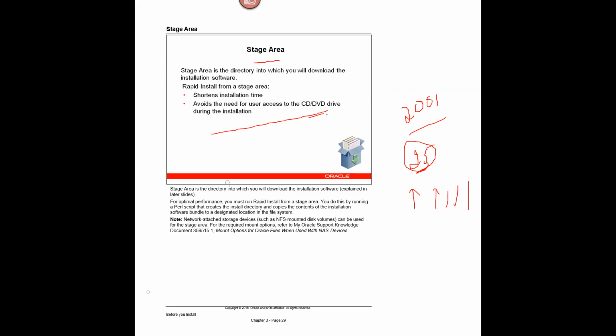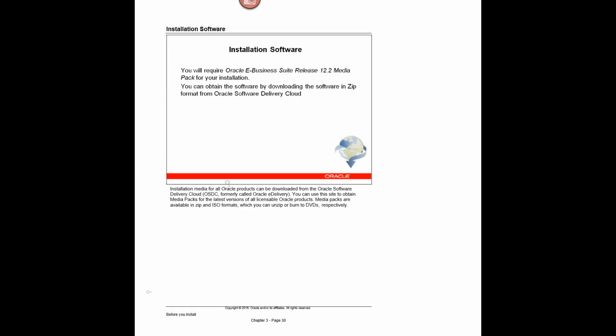Then DVDs came, but now we prepare a stage area. Stage area means in your hard disk itself, you prepare a folder, download all the software and start the installation. From that struggle in 2001 to now, it's been like a 22 year journey. But now it is more comfortable for you. You just have to prepare the stage area and you'll have fewer issues.